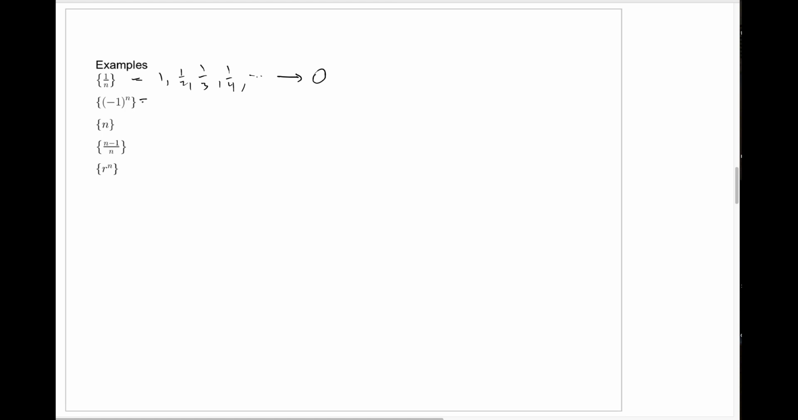What about this sequence, which we saw before? This is the sequence -1, 1, -1, 1, etc. Is there one number which these terms get close to? And the answer is no. This sequence diverges.